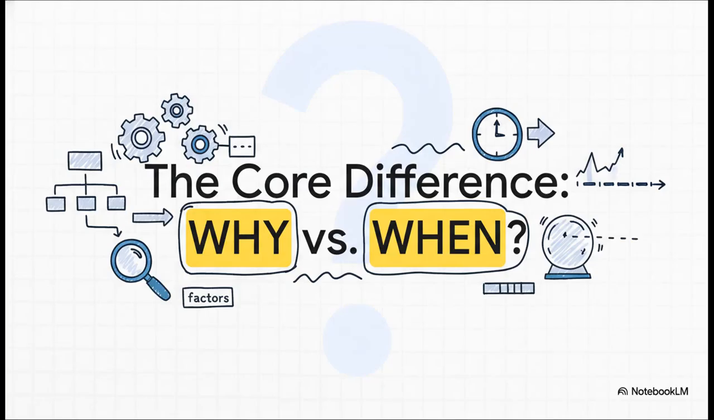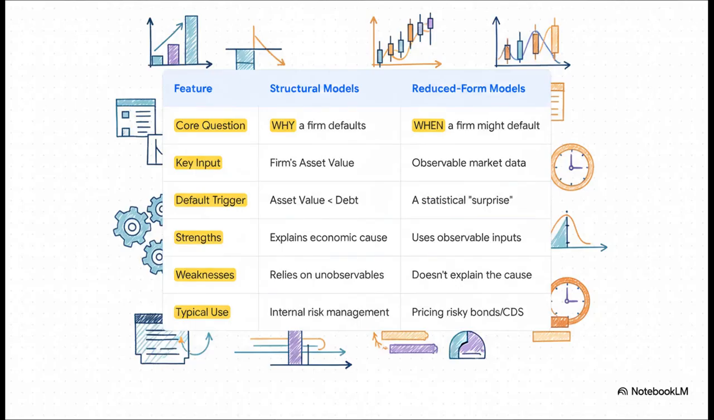The whole difference between these two models really just comes down to one simple question. Are you trying to figure out why a company defaults, or are you just trying to predict when it might happen? Keep that why versus when idea in your head, because it explains everything that follows. And this table here is basically your cheat sheet. On one side, you've got structural models. Think of these as the academic models. They're all about the why. They use balance sheet info to explain the economic reason for default.